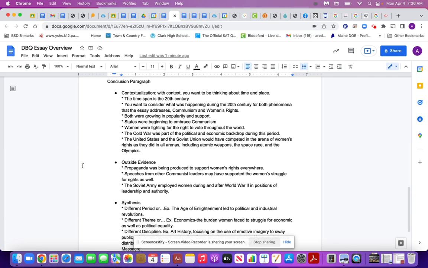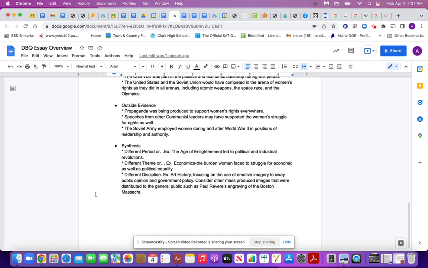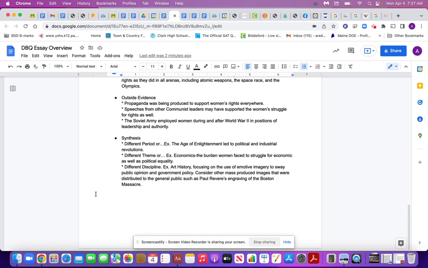As far as outside evidence, you have to be thinking about propaganda that was being produced to support women's rights everywhere, not just in the communist world. Perhaps speeches from other communist leaders that may have supported the women's struggle for rights. And one point that I mentioned in class was that the Soviet Army employed women during and after World War II in positions of leadership and authority, something that Western democracies were not doing just yet.